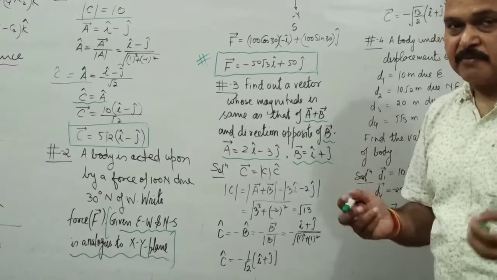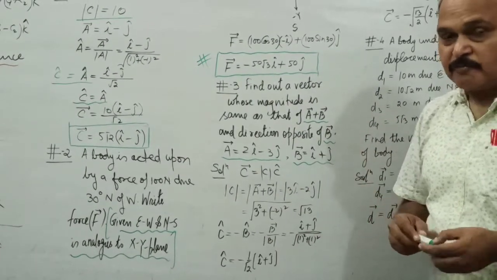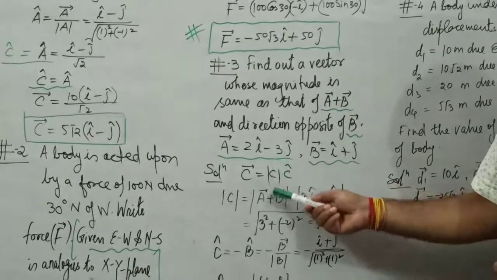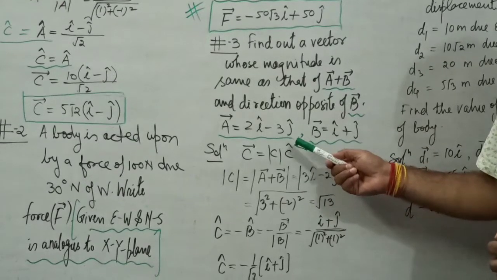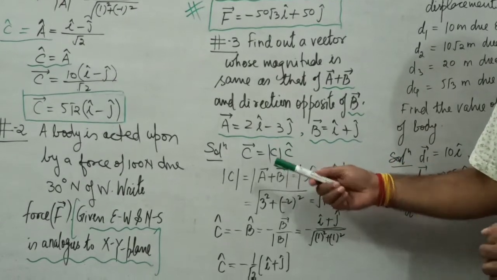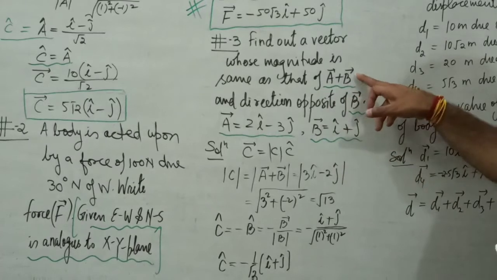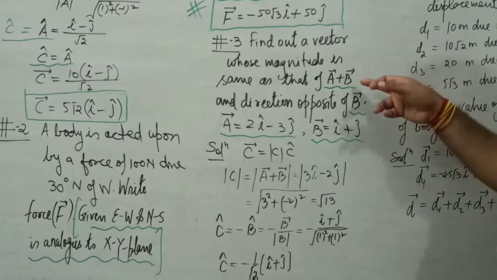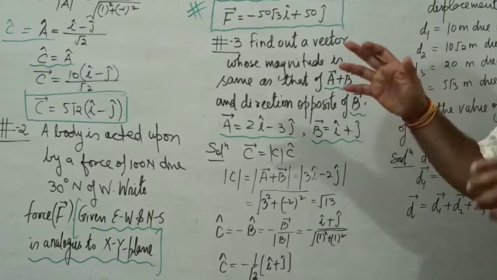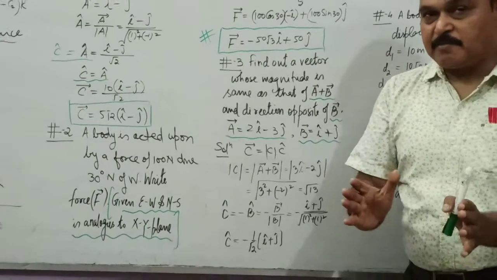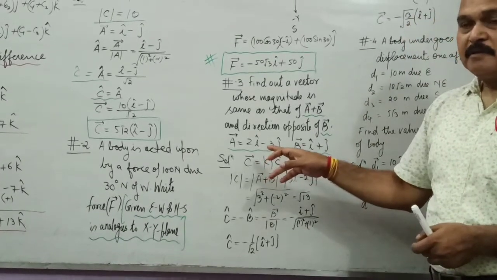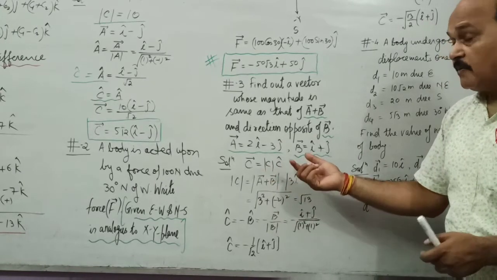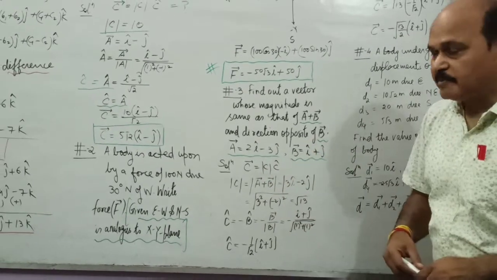Let us say the vector which we are supposed to find out is C, and that C vector is going to be C modulus into C cap. We have to find out a vector whose magnitude is the same as that of A plus B. That means A plus B's magnitude is the same as the magnitude of C vector. So the magnitude of C vector is given indirectly as the magnitude of A plus B.